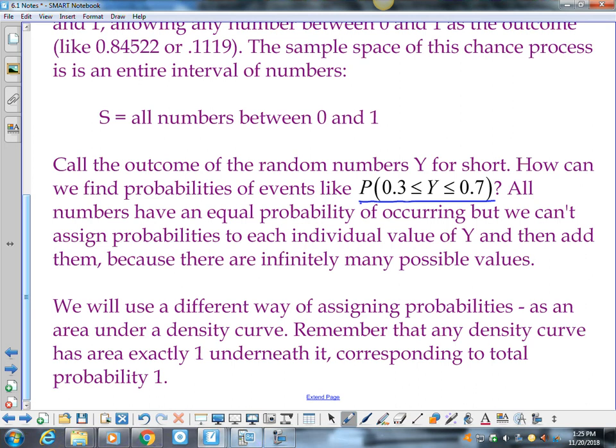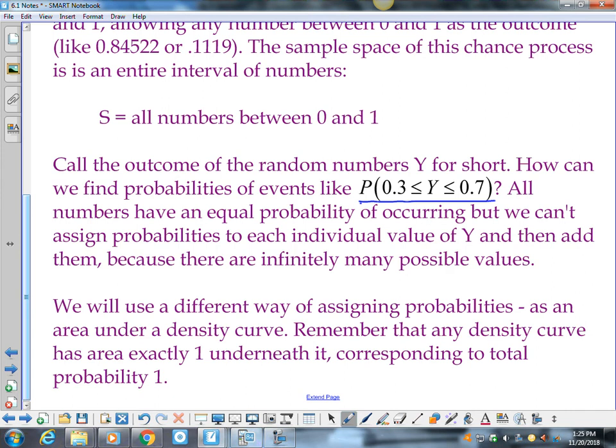However, this sample space is infinite, even in between 0.3 and 0.7. Those decimals can go literally to infinity. All numbers have an equal probability of occurring. So guys, this is not a normal distribution. This is not a curve. In a curve, the middle has a higher probability of happening than the tails. That's not the case here. Every number has an equal opportunity of happening.